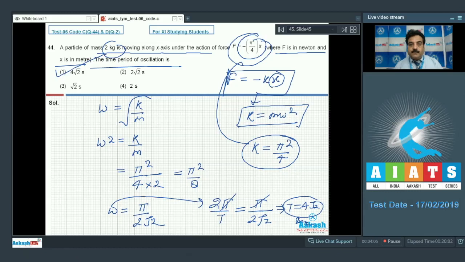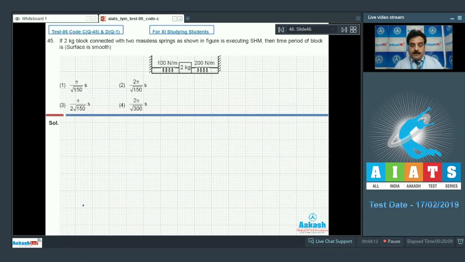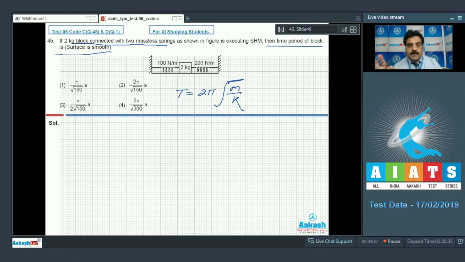We'll move to question number 45. In question number 45, a 2 kg block connected with 2 massless springs as shown in the figure is executing simple harmonic motion. Then the time period of the block is, so you know the time period T is equal to 2 pi root of m by k. Mass and k is the spring constant, right? And you know, if two springs are connected in parallel, then we can take the effective spring constant K1 plus K2. And how do you know if they are connected in parallel or not?